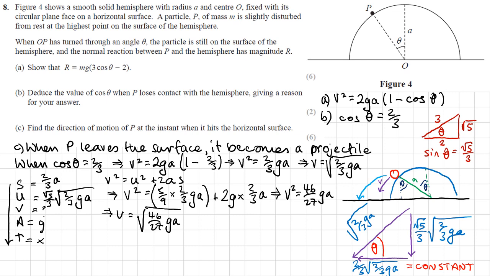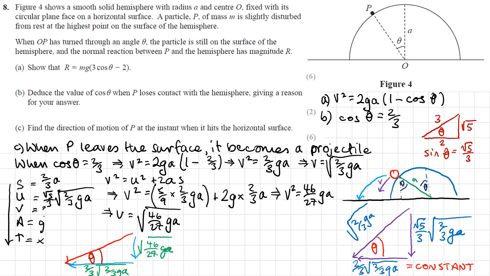So this is the situation I've got. I've got a projectile approaching the ground like this, and I've now got the horizontal and vertical components of the velocity, and I'm going to find the angle that it makes with the horizontal. The horizontal velocity, because it's constant, is this 2/3 times the square root of 2/3 GA, and the vertical velocity is just what I've worked out here, the square root of 46/27 GA.